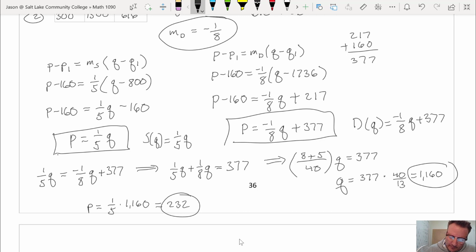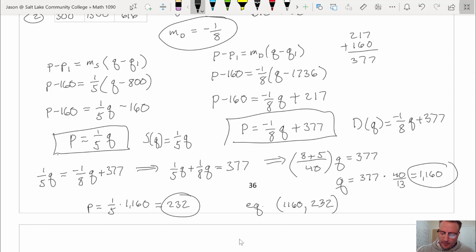So then our equilibrium is the point Q quantity, comma, price, which is going to be 1,160, comma, 232. Okay.